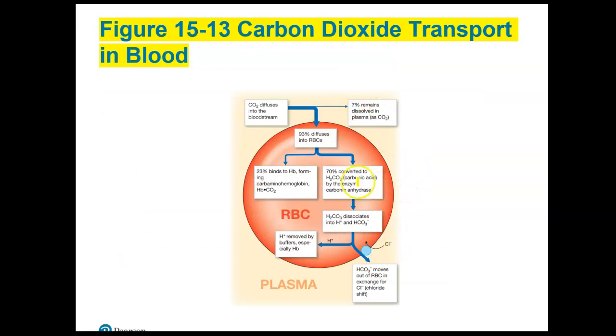Here is a figure that shows those percentages. It shows how carbon dioxide diffuses into the bloodstream. 93% diffuses into the red blood cells. 23% binds to hemoglobin. 70% is converted to carbonic acid, which is then converted into the bicarbonate ion. Once it has reached the alveoli, the bicarbonate is converted back into carbon dioxide in the blood plasma. We didn't account for the 7% of carbon dioxide that remains in the plasma as dissolved carbon dioxide.